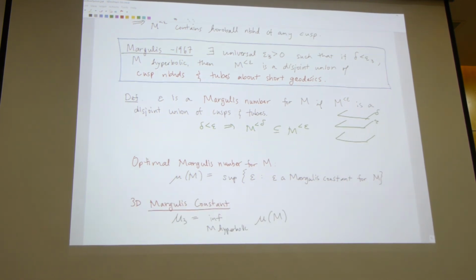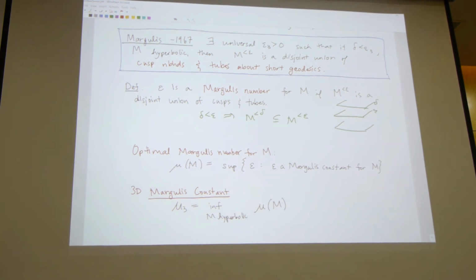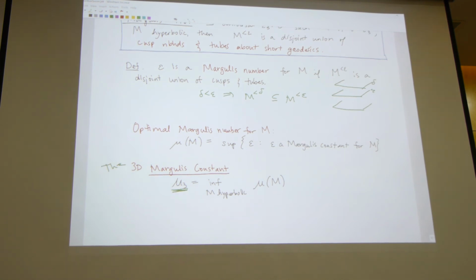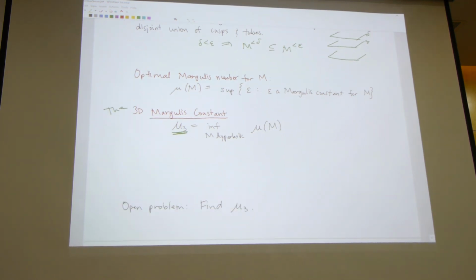All right, so this universal number that Margulis said exists, we're going to call epsilon 3. Epsilon 3 is some universal number. Mu 3 is the optimal one. We're going to call it the Margulis constant. It is going to be the infimum over all hyperbolic manifolds of the optimal Margulis number for that manifold. And it is an open question as to what this value is. So it's known, it exists, it's out there, but we don't know what it is. Okay, so the open problem is to find the optimal Margulis constant.